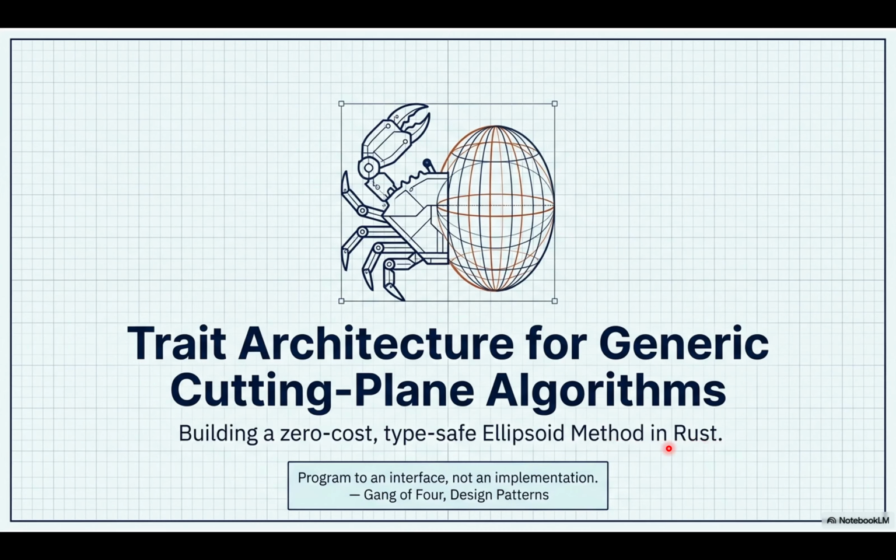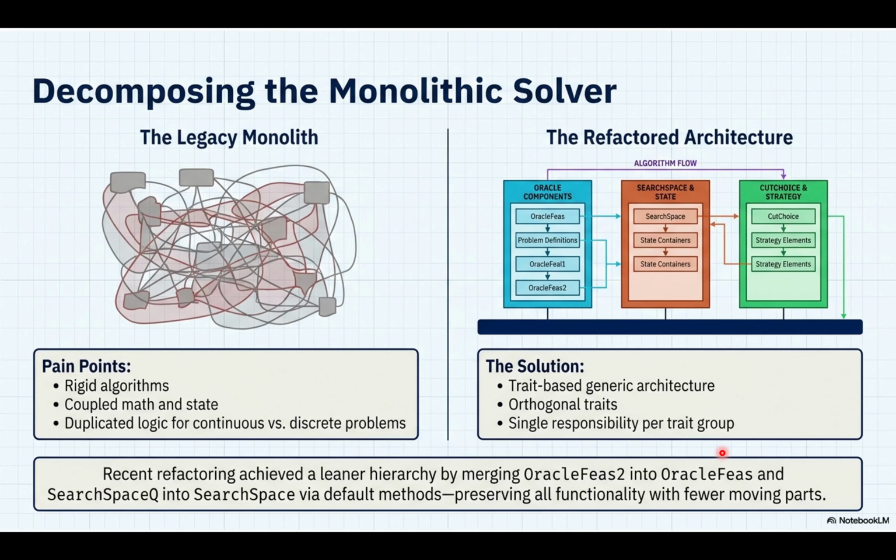Yeah, the ellipsoid method is essentially a way to solve incredibly complex optimization problems. Right. And whether you are a software engineer, a math enthusiast, or just someone who appreciates taking totally chaotic information and organizing it perfectly, this deep dive is going to be a masterclass in how structure prevents disaster.